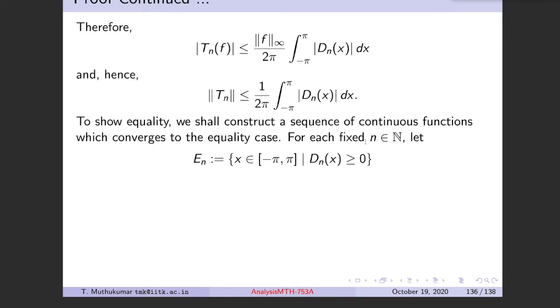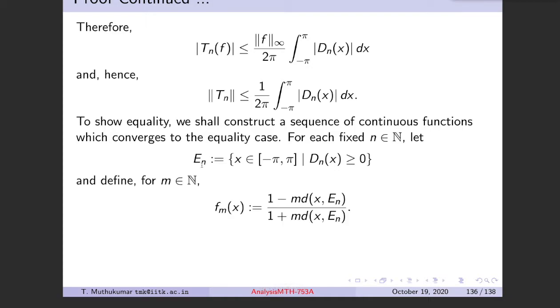So for that, for each fixed n, you look at the set of all points in minus pi to pi where the Dirichlet kernel is non-negative. That is your set En. All those points where Dn is non-negative form your set En, so Dn restricted to En is positive.